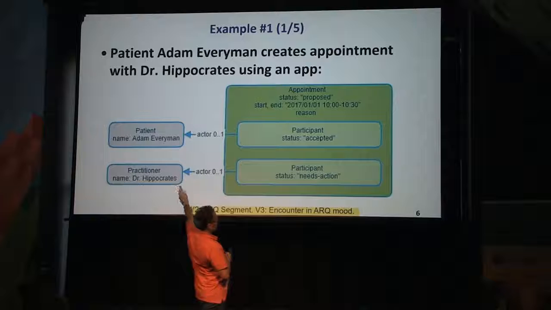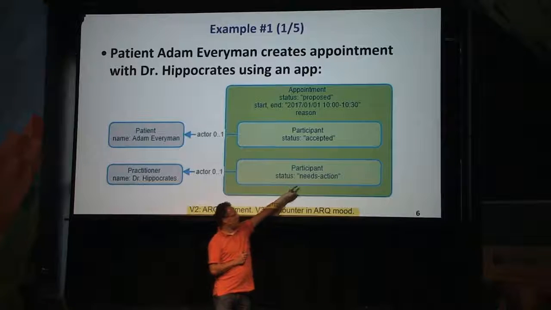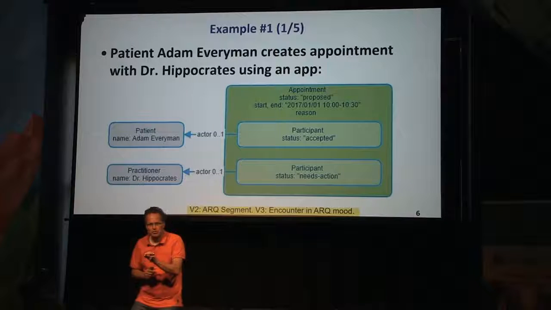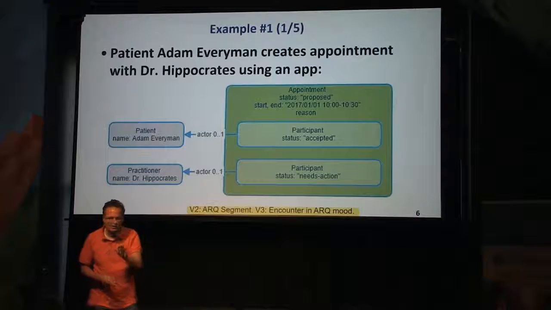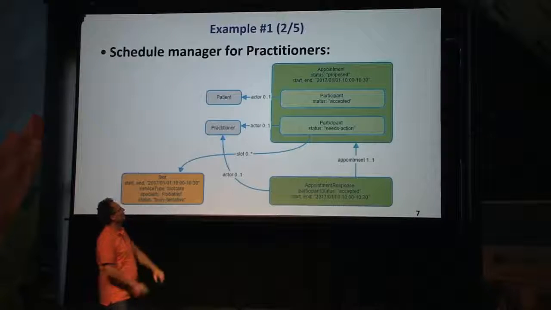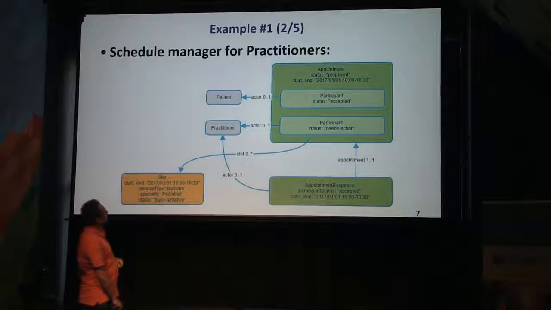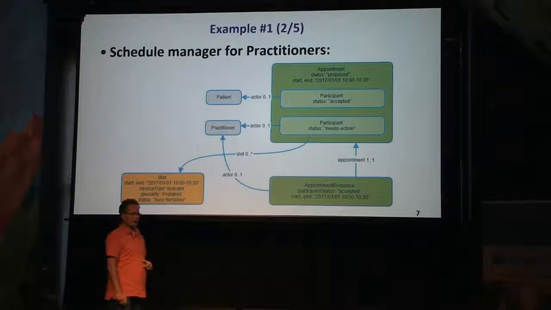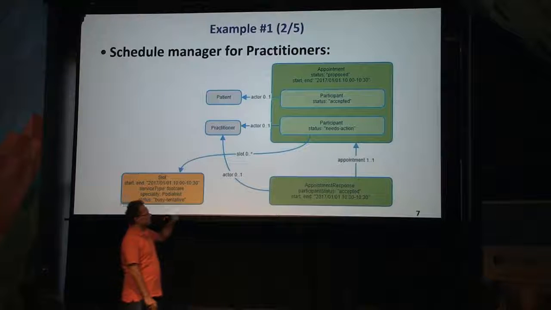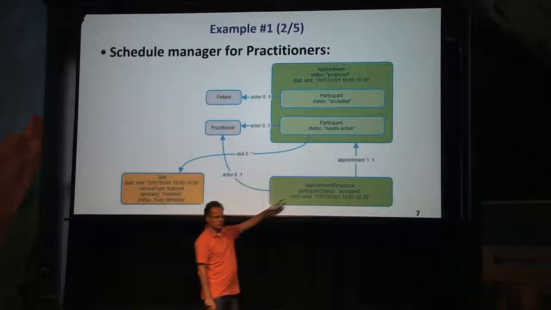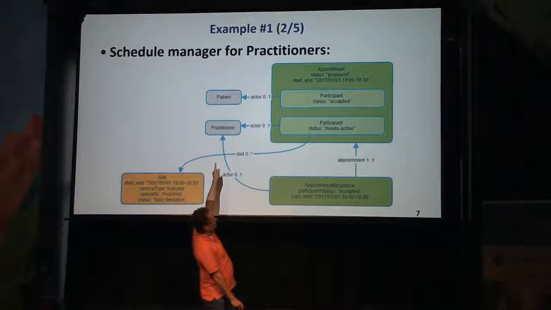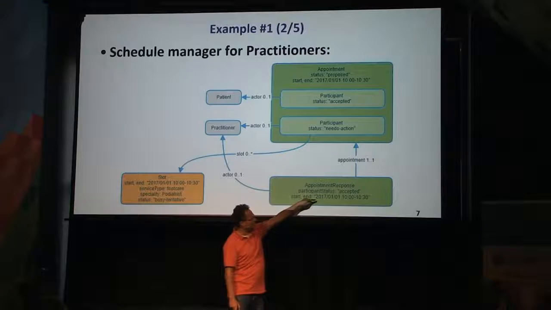But for Dr. Hippocrates, the participation has the status needs action. Dr. Hippocrates has yet to agree that he is available at that point in time. So step number 2 is for the centralized schedule manager, in this case related to Dr. Hippocrates, to create an appointment response, to indicate that I, practitioner Dr. Hippocrates, am accepting that time slot.